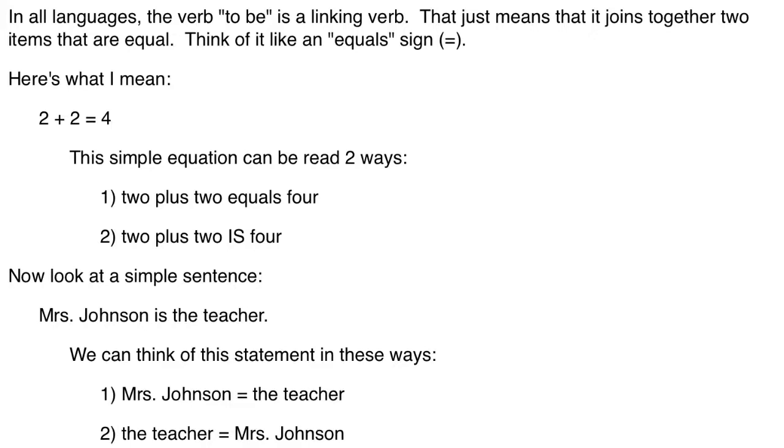Now look at a simple sentence. Mrs. Johnson is the teacher. We can think of this statement in these ways. Mrs. Johnson is equal to the teacher, and the teacher equals Mrs. Johnson.